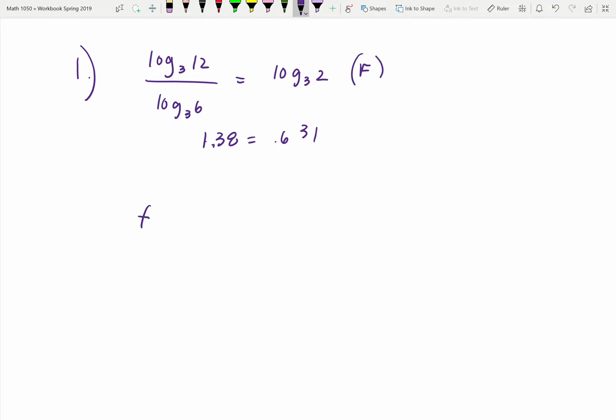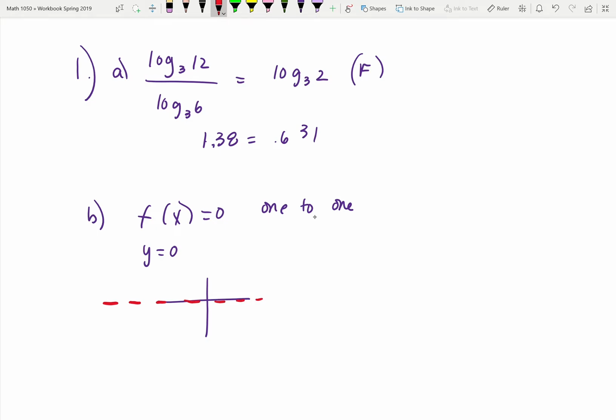Okay, the next one, f of x equals 0 is 1 to 1. So it's like almost question 1a and 1b, even though they didn't label it. F of x is the same thing as y, so that's y equals 0. So if I graphed y equals 0, it would look like that. Okay, let me just draw a solid line actually. It would be like that.